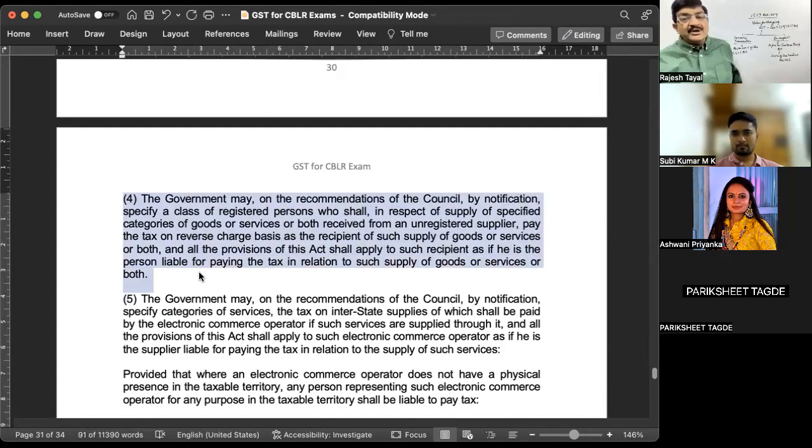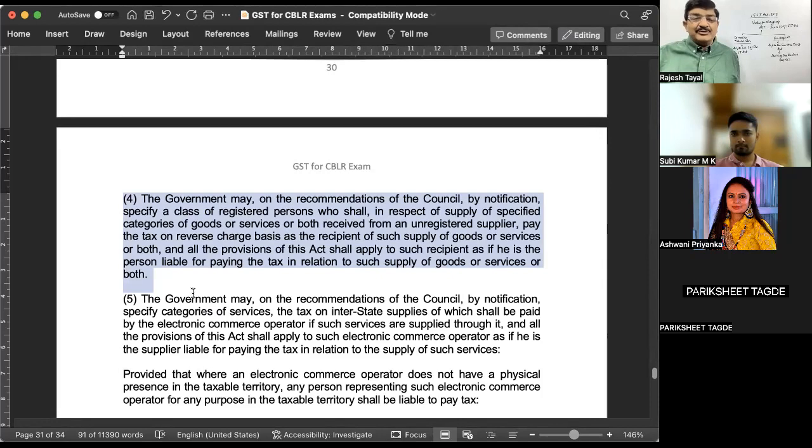It says the government may, on the recommendation of the council by notification, specify a class of registered person who shall, in respect of supply of specified category of goods or services, or both, received from an unregistered supplier, pay the tax on reverse charge basis as the recipient of such supply, and all provisions of the Act shall apply to such recipient as if he is the person liable for paying the tax in relation to such goods or services or both. All right, exactly same, no change.